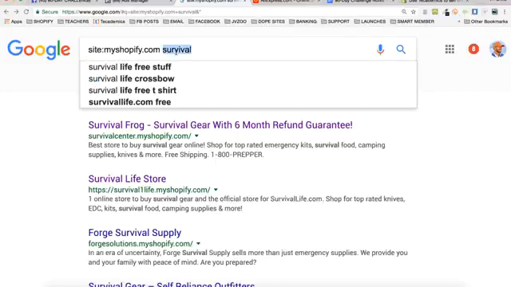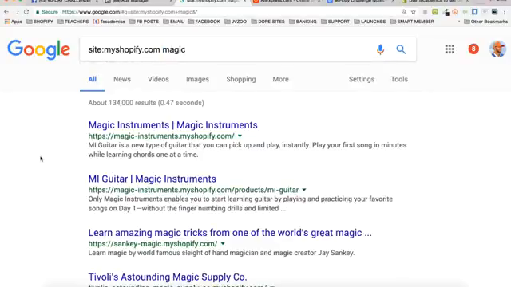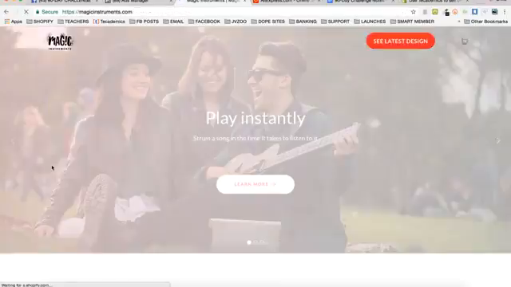Okay, let's look at something else. Instead of survival, let's take something that's a random topic. Let's do magic. Maybe you want to get in, maybe you want to sell magic related stuff. I'm just making this up as I go. You go myshopify.com/magic, and you're able to go in here and look at, let's just go click through and let's look at some sites.